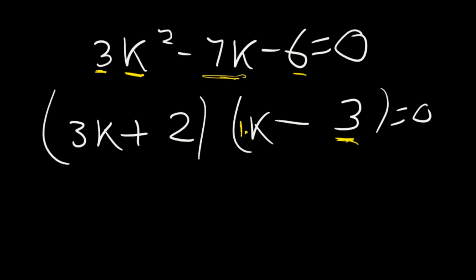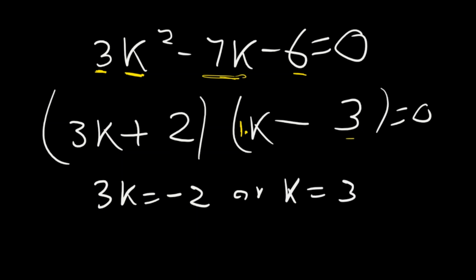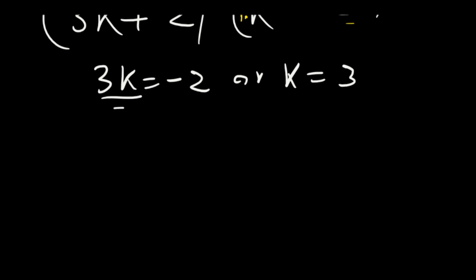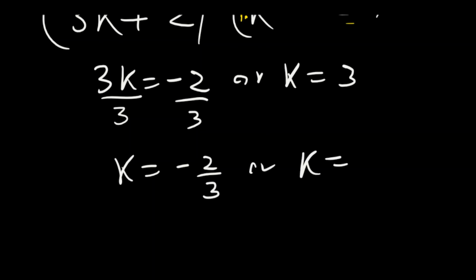Anyways, let me continue solving for k now. Actually, I'm solving for x, but let's just simplify this. So it's going to be 3k equals minus 2, or k equals 3, right? And then from here, we're just going to divide by 3 here. So k equals minus 2 over 3, or k equals 3.